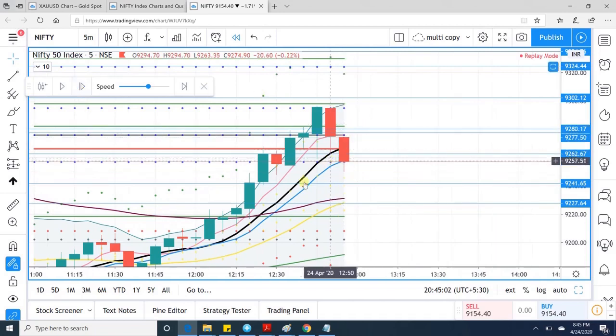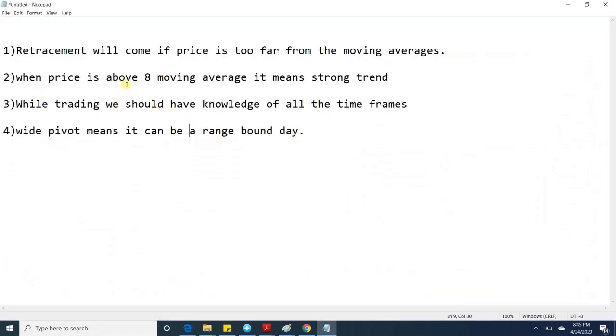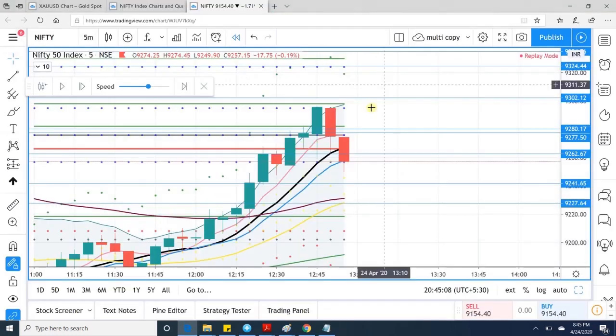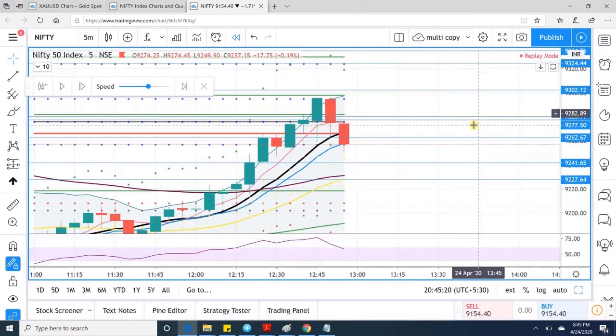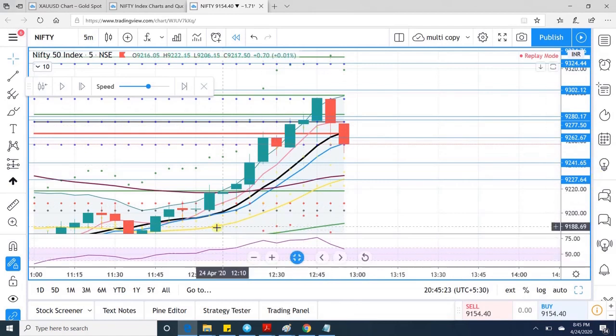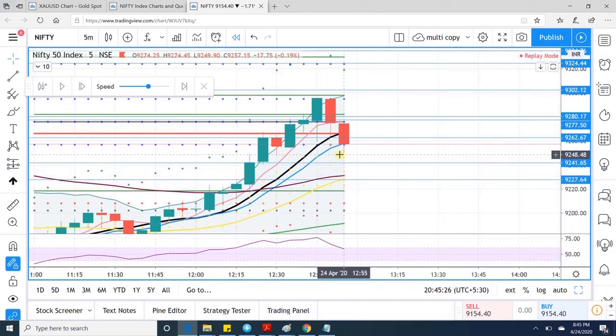See, right, like I said, my second point: when price is above the 8 moving average, it means a strong trend. In this, the price was moving above this black line, and once it starts coming below it for the first time, it means the trend is no longer strong. But see, first, there is no retracement to the 20 moving average yet, so that will again be a buying position when price touches this 20 moving average, because this is the point of first retracement, and the first retracement is always bought. Let me forward quickly.